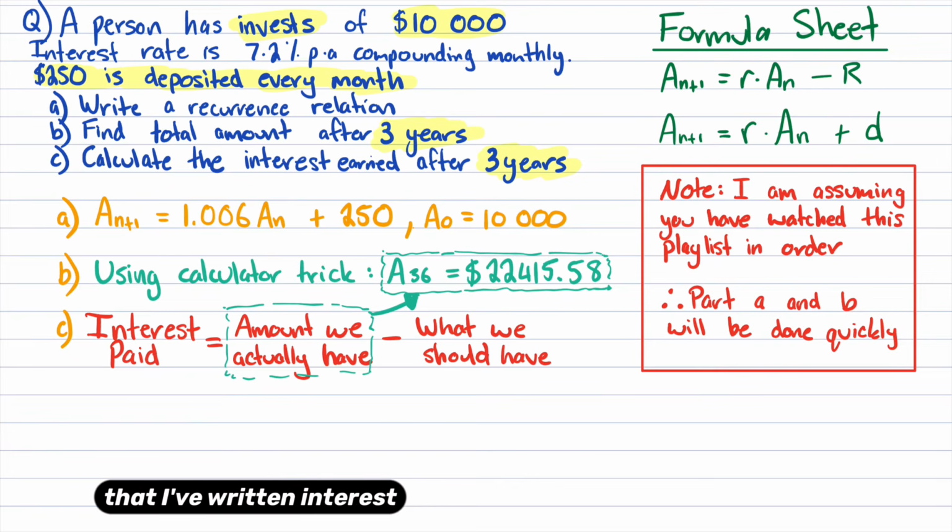Also, I've noticed that I've written interest paid. That shouldn't say interest paid. That should say interest earned, because in this situation, we're investing. So we're earning the interest. We're not really paying the interest.